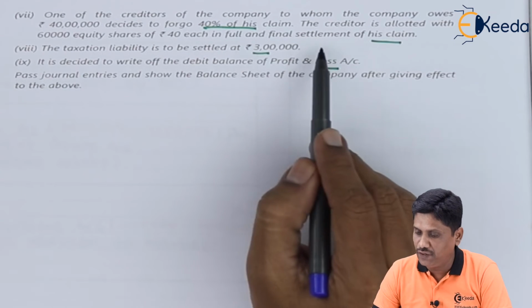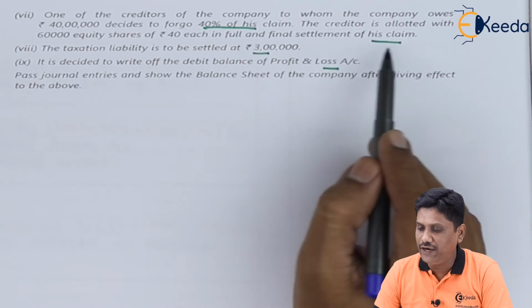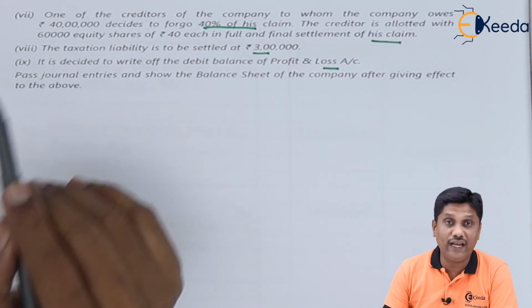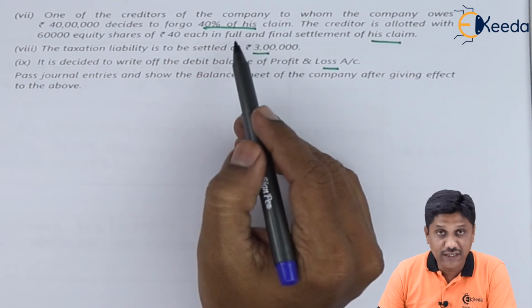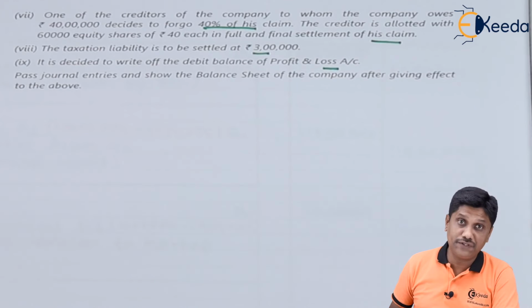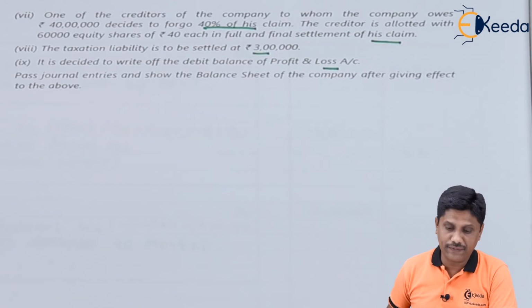This comes to 24 lakhs in full and final settlement of his claim. So I can say my creditors of rupees 40 lakhs are settled. 40% he has foregone and the remaining amount you are giving by issue of shares. Let us pass the entry for that.